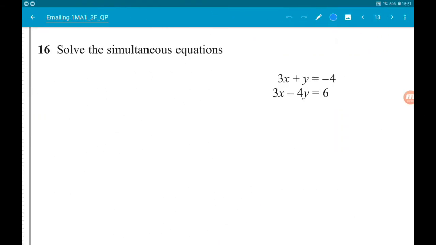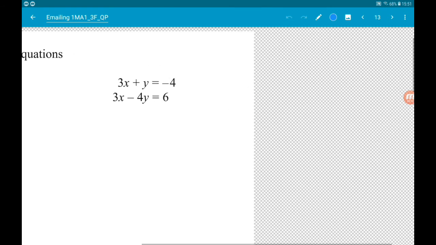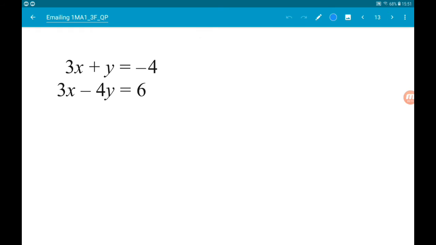Okay, number 16, simultaneous equations. If you're not sure on these, check out my playlist down below. So we want to solve 3x add y equals minus 4 and 3x minus 4y is equal to 6. Now the first step with these is to label each equation 1 and 2. Now the first goal is to try and get two equations with the same amount of the same letter. We already have that, both have 3x. So the reason we want that is that we can now cancel x from both equations using subtraction.